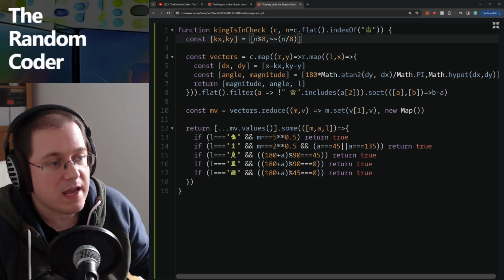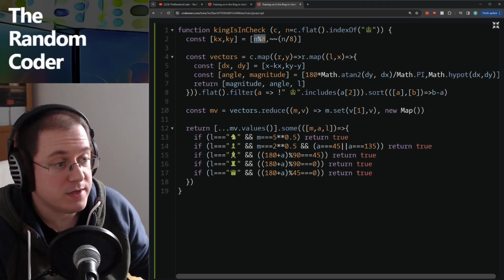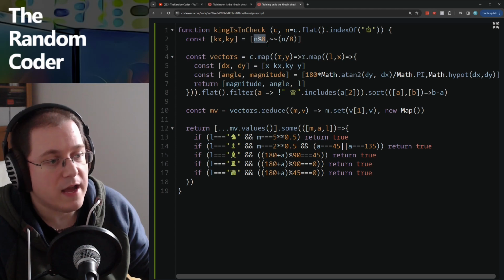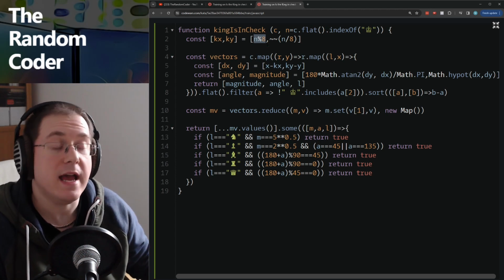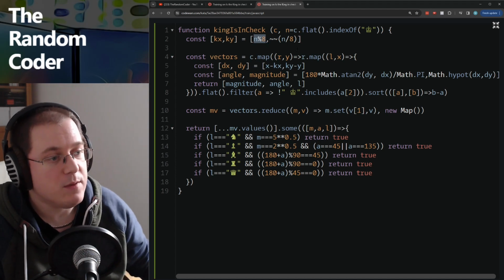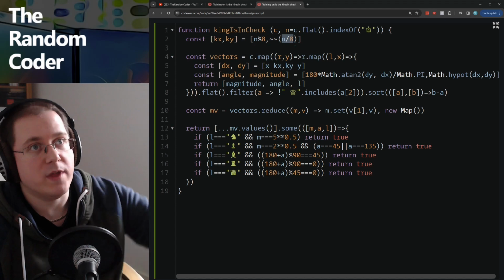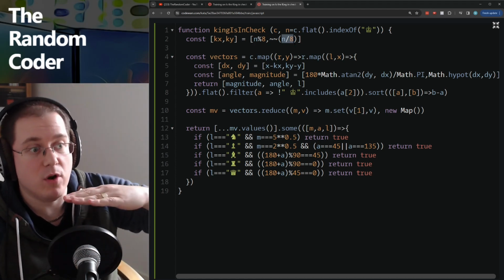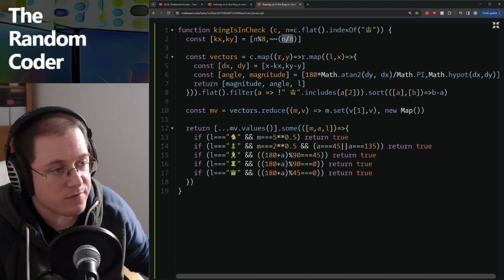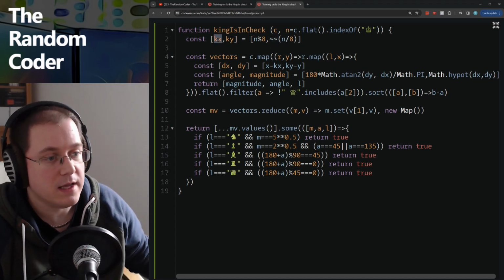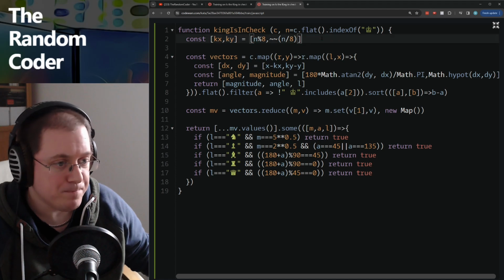And then we take n, so we assign that to n, take modulo 8 of that, which gives us the x coordinate. And then we do n divided by 8, which will then give us the row. Take the floor of that so that it gives us the y coordinate. So we've got king x and king y.